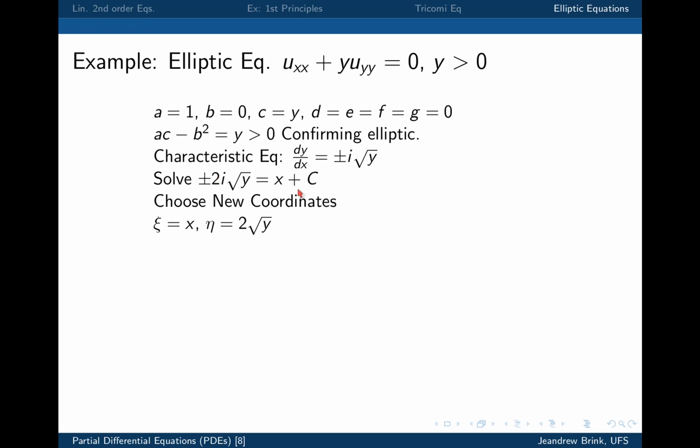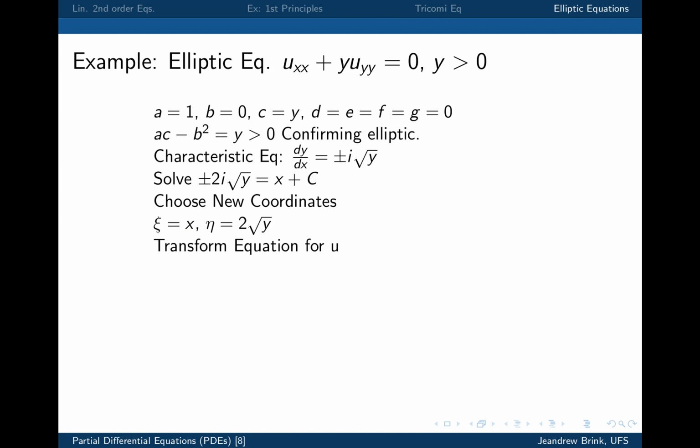Okay, so here I put C equal to the complex number. So my new coordinates are x and 2 times eta, sorry, 2 times the square root of y. Now the important thing here is that it has to be exactly the real and imaginary part. Simply putting eta equal to the square root of y would create a mess. So those are now my new variables. I can now transform that equation using these new variables that I got by strictly choosing the real and imaginary parts of my complex solution to the characteristic equation.